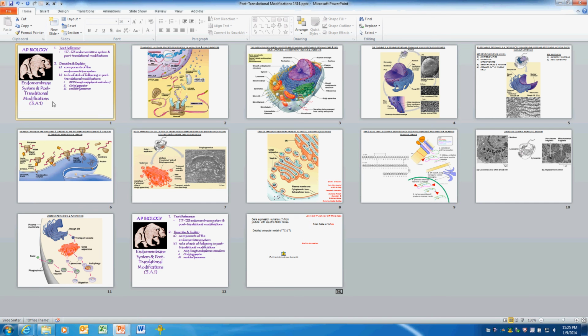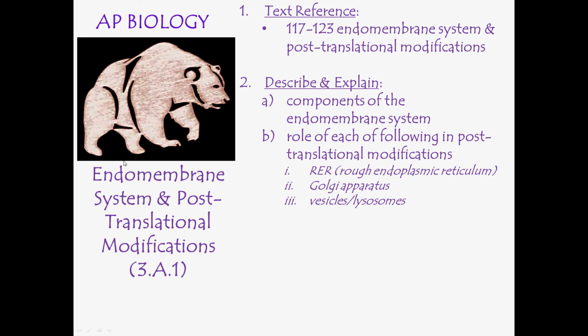Welcome to another screencast where I'll be discussing the endomembrane system and its role in post-translational modifications of the polypeptide. By the end of this you should be able to describe the components of the endomembrane system and then describe and explain the role of each of the following in post-translational modifications. So we'll be looking at what the rough ER is doing, what the Golgi apparatus is doing, and then what vesicles and lysosomes are doing in the endomembrane system.